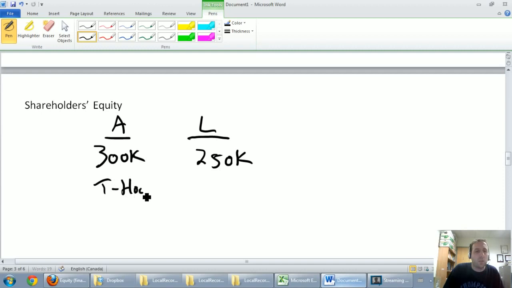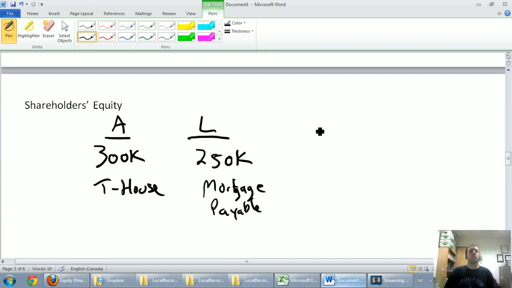Again, my townhouse is worth 300 grand. My mortgage payable, oh, I misspelled mortgage, sorry. My mortgage payable is $250,000. So how much of my house do I really own? Well, the amount left over for me, the equity in the house, is $50,000. That's my piece of the house. In much the same way we can think of shareholders' equity. We say, okay, if a company's got $1 million worth of assets and they have $800,000 worth of liabilities, well, the shareholders must own and control that last 200 grand.